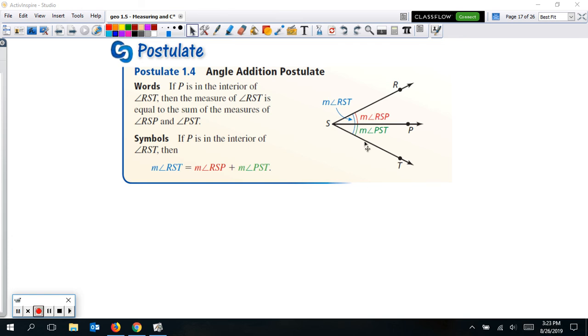We could take the bigger one minus the smaller one. It's going to give us the other smaller one. So that's what we can do there. It shows you this little equation that the bigger one is equal to the two smaller ones added together. That's just the angle addition postulate. So it's a lot like the segment addition postulate, except just with angles.